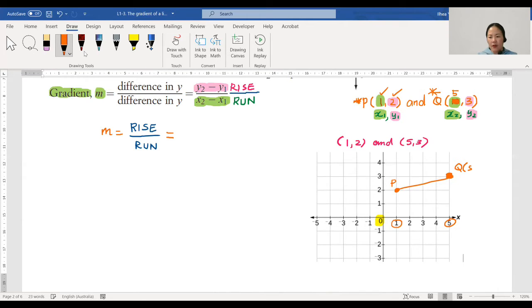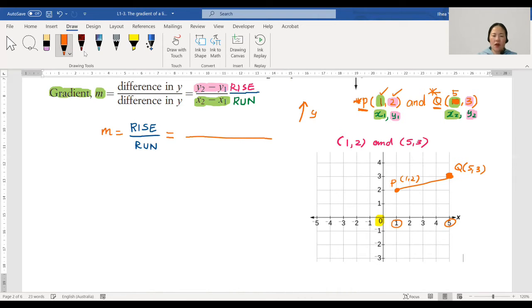So that's my 5 and 3. P is 1 and 2. So P is my first point, Q is my second point. So first point, I'm going to call it X1, Y1. Q is my second point, so I'm going to call my coordinates X2, Y2. Now, rise over run is the gradient. The rise is going up, so which is y-axis.